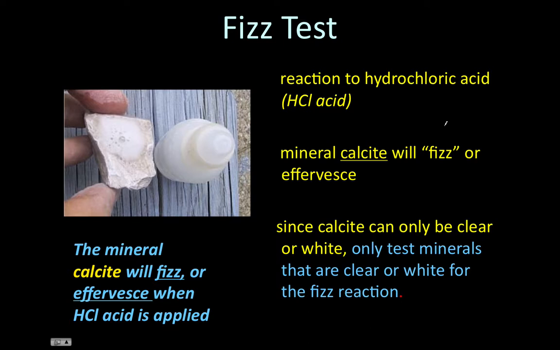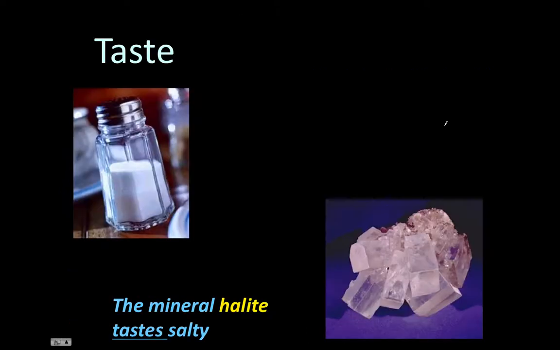Since you're testing to see if you have calcite when you do the fizz test, because calcite is the mineral that fizzes, calcite will only be white or clear. So you only have to test minerals that are white or clear to see if they're calcite. You don't have to test the metals and the dark samples.